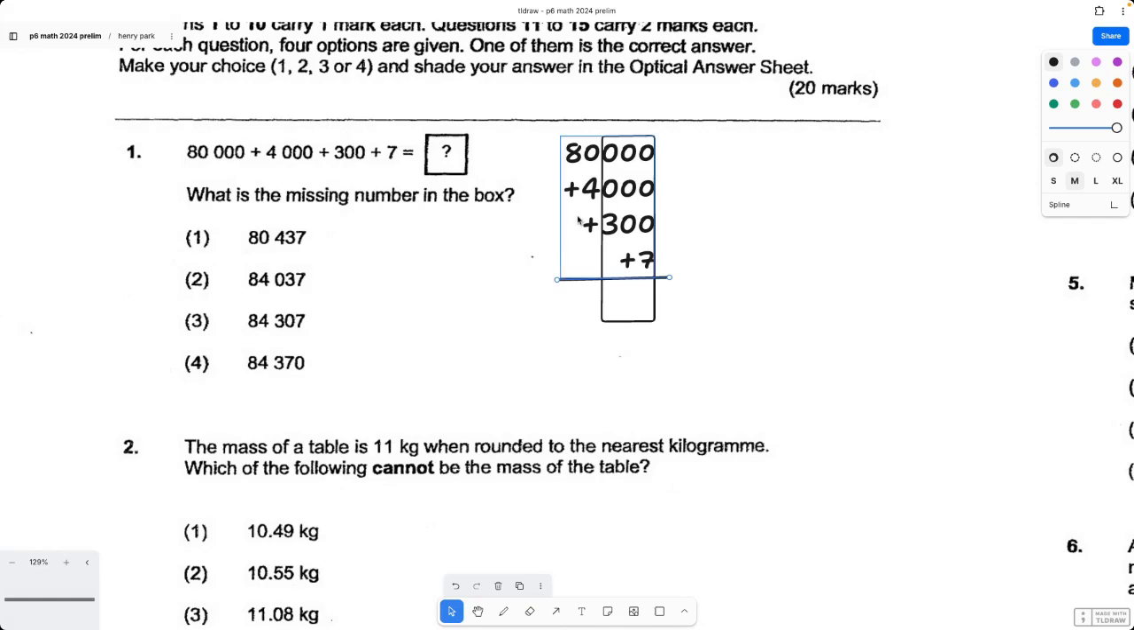Okay, so the working will look something like this. I draw the rectangle so that's easier for you to write down the number. So in this case, the first three digits is 307, right? 000, so it's 307. Next one is 84. So the answer to this is 84,307. So in this case, option number 3 is the correct answer. Okay, let's move on to the next question.